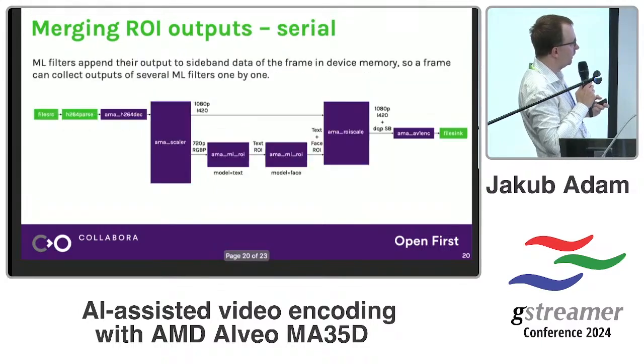Again, the pipeline, and another possibility is to use two different models in serial. In that case, each one of them will attach its own sideband data to the frame, and the ROI scale will merge them again together, and this will result in another encoding.